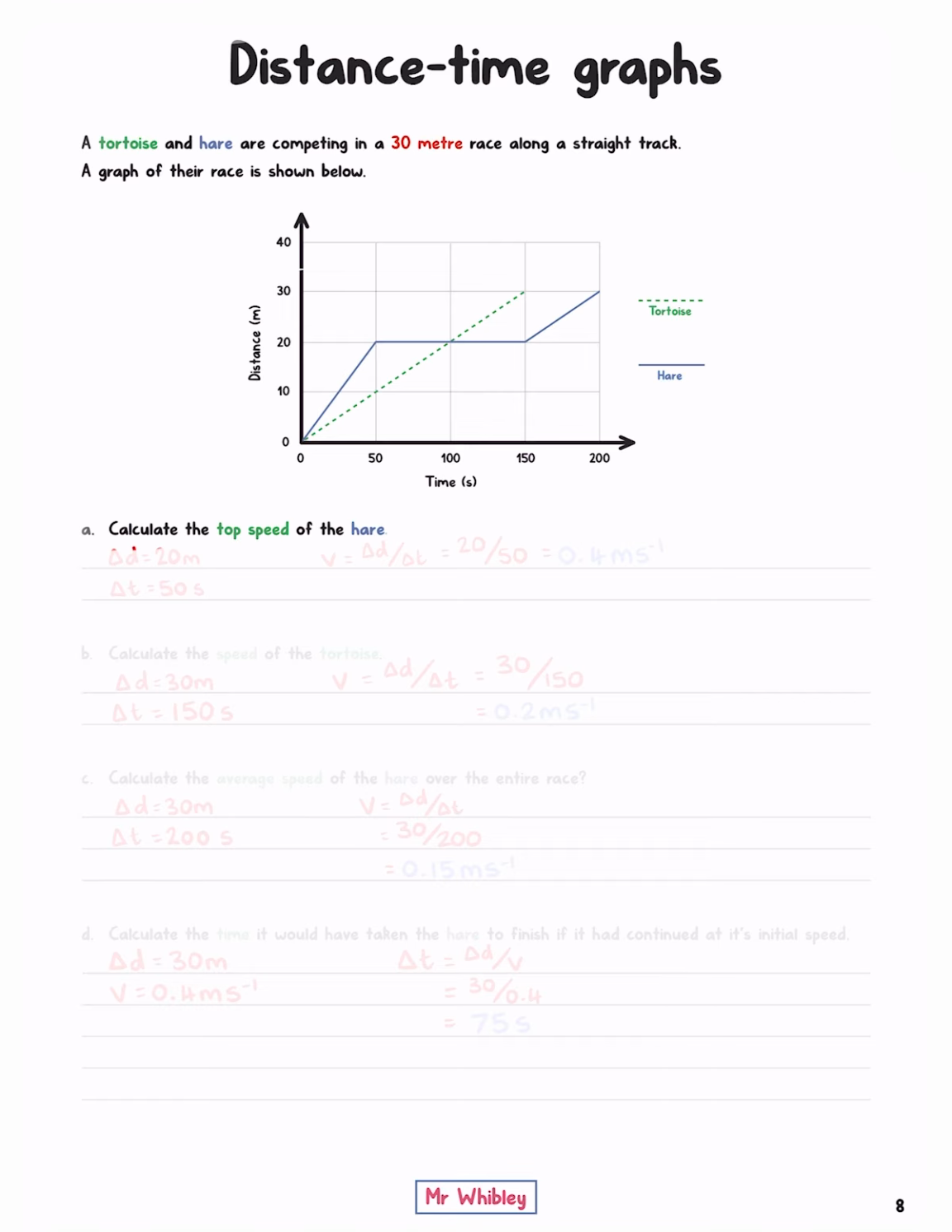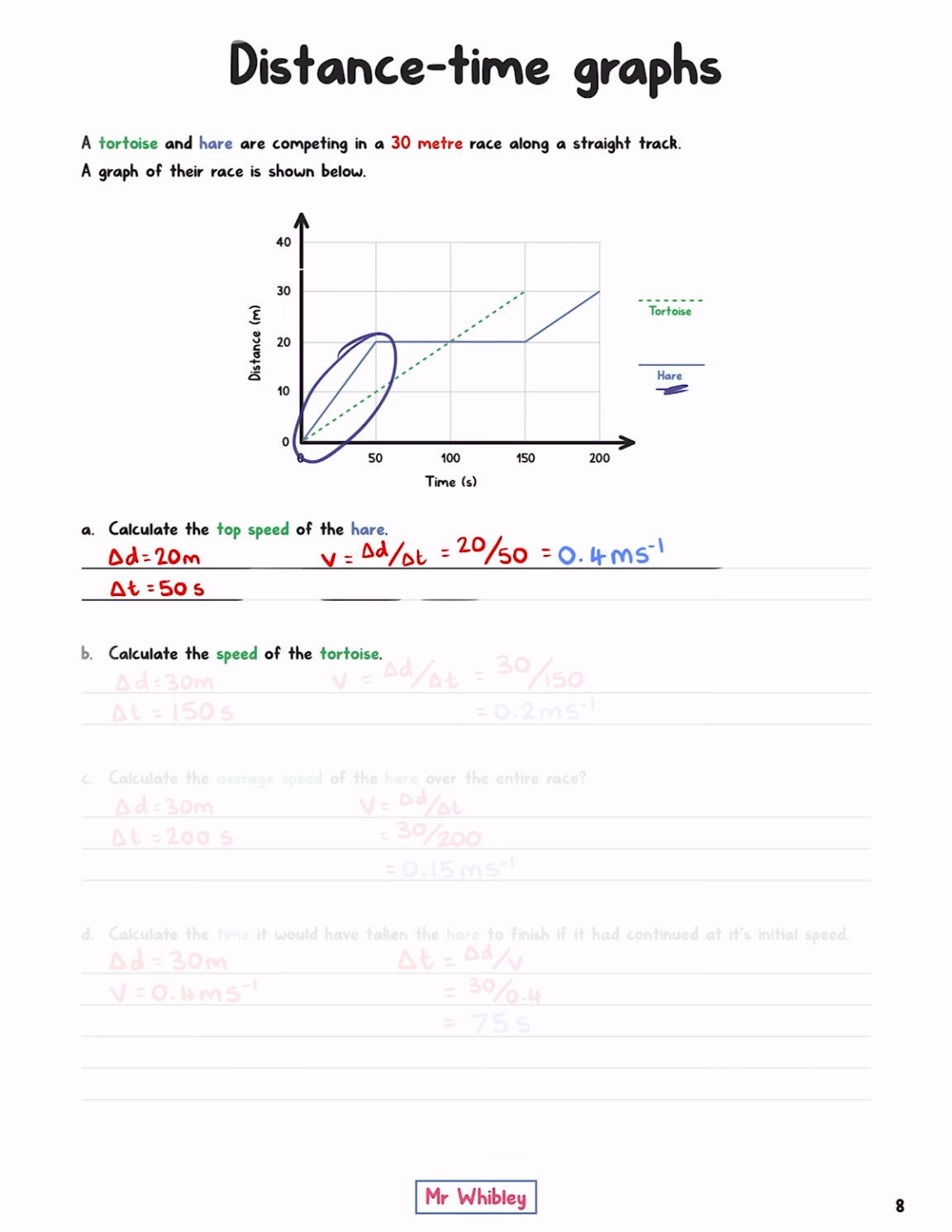To find the top speed of our hare, we first need to identify when it was traveling its fastest, which on a distance time graph is going to be the steepest section of the line, which is this one here. We see that in this section we have a change in distance of 20 meters and a change in time of 50 seconds. Using our velocity equation, putting these numbers in, gives us 0.4 meters per second.